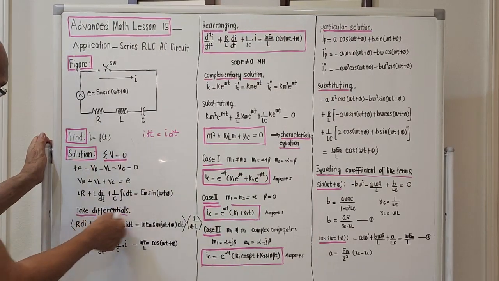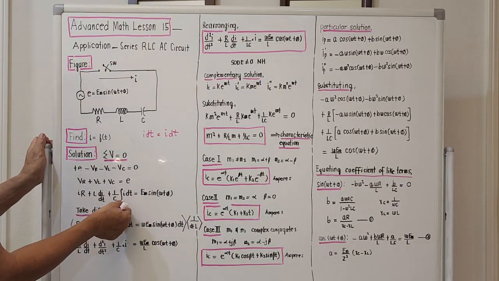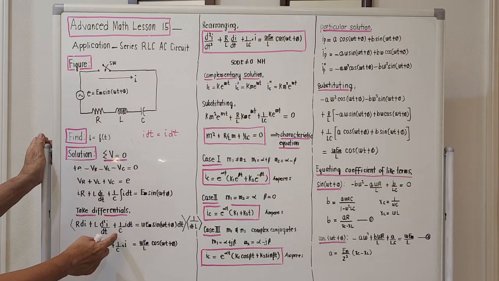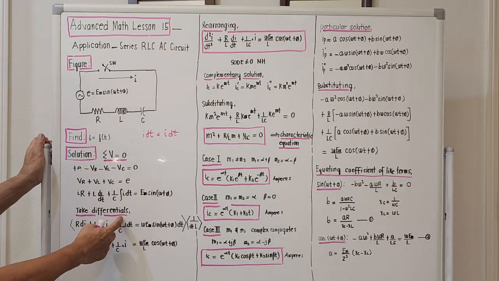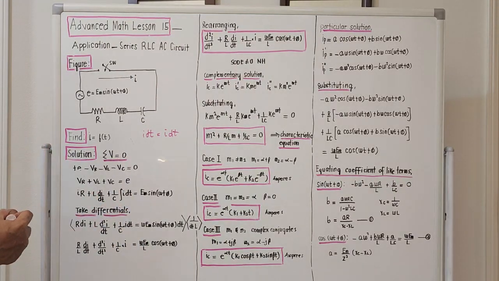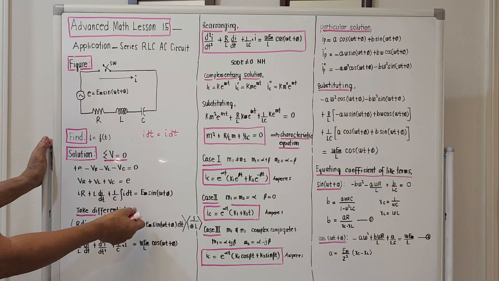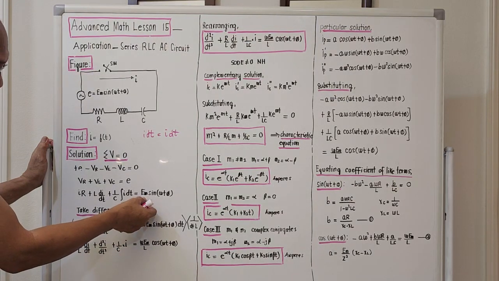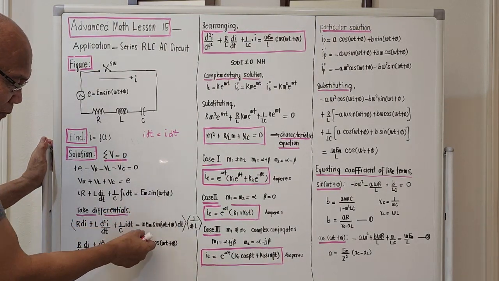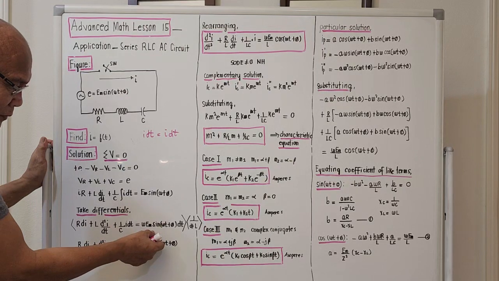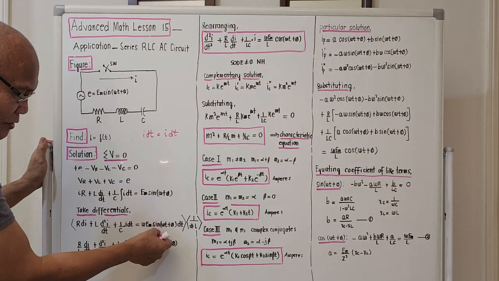So after taking the differential, we eliminated already the integral sign. So what comes out for the third part on the left will be 1 over C, the integral of I dt, equal to, for the right hand side, we will take the differential. E sub m is constant, this is a sine function, so it will be e sub m. The derivative of sine is cosine.